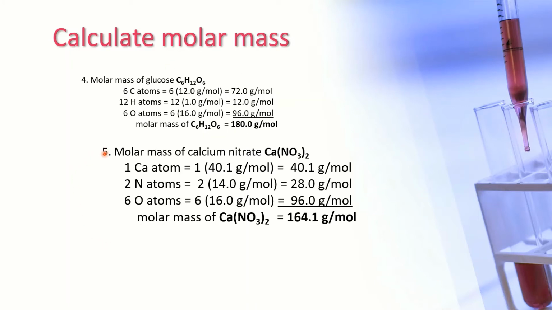Number 5, molar mass of calcium nitrate. It contains 1 calcium atom, so 1 times 40.1 gram per mole is 40.1. 2 nitrogen atoms, so 2 times 14 gram per mole is 28. And 6 oxygen atoms, 6 times 16 gram per mole is 96. So the molar mass of calcium nitrate is 40.1 plus 28 plus 96, which is 164.1 gram per mole.